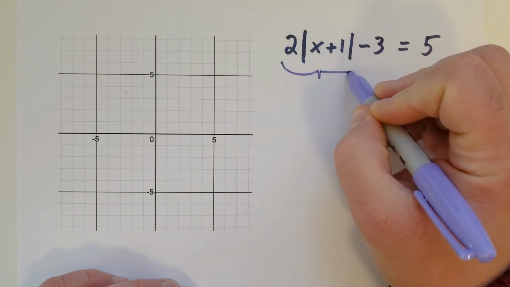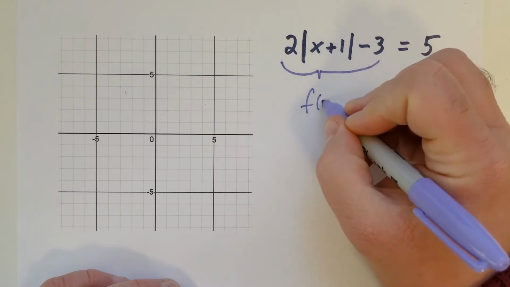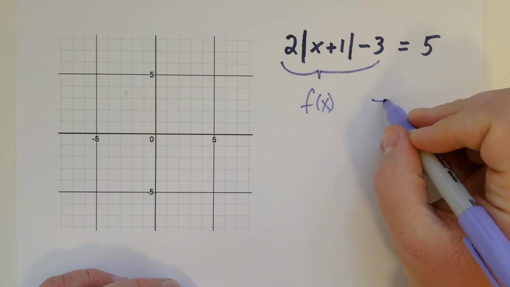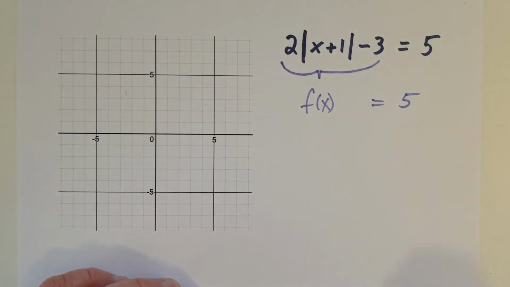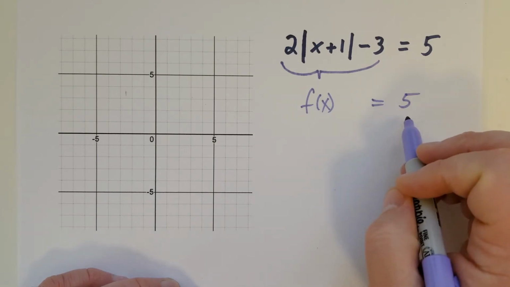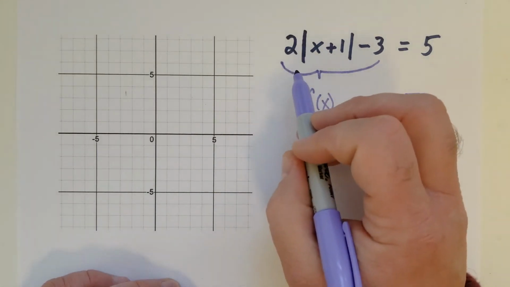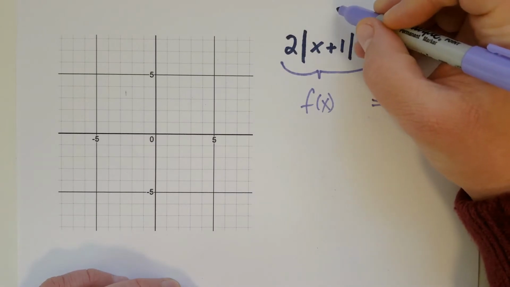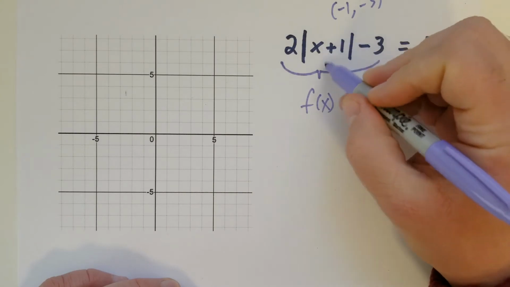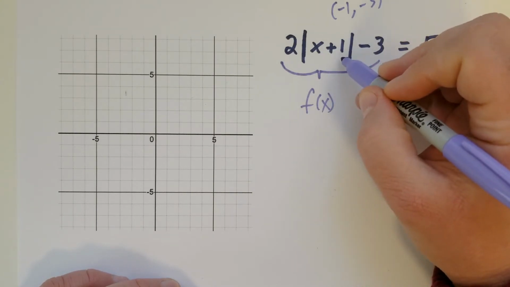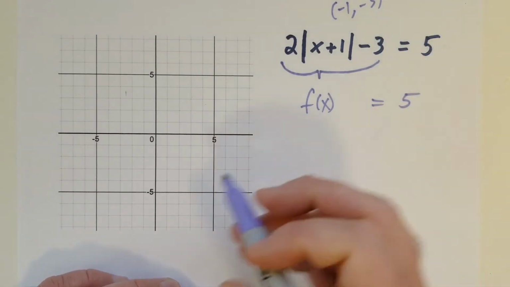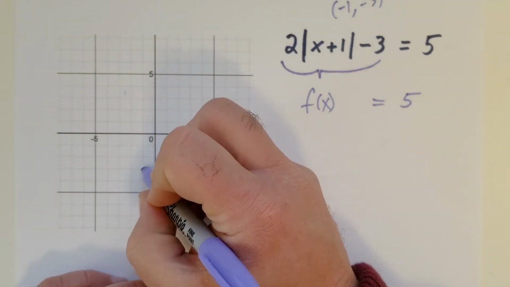We're going to call this whole thing f of x. We want to know where f of x equals 5. So what we're asking for is, what is the x-coordinate when the y-coordinate is 5? We're going to start by finding the vertex, which is going to be -1, -3, because this is the opposite translation of what it says horizontally, and this is the exact translation of what it says vertically. So -1, -3, there's the vertex.